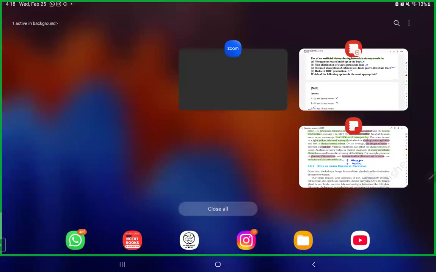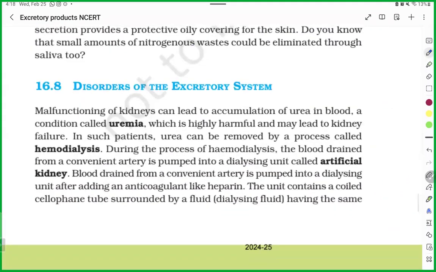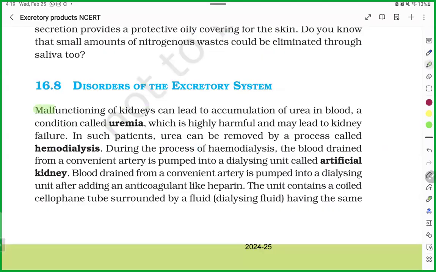To understand it more, we have this disorder of the excretory system. If the kidney is not working properly, then urea will accumulate in the blood. This condition is known as uremia, accumulation of urea in the blood, which is highly dangerous and can lead to kidney failure. To prevent this, what do we do? We do hemodialysis, artificial kidney.